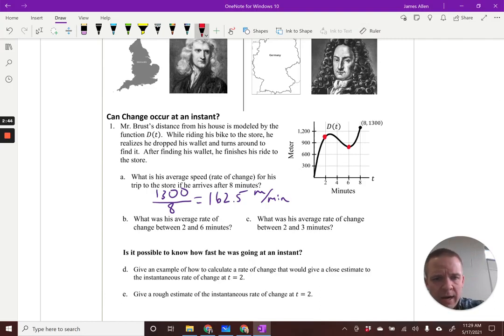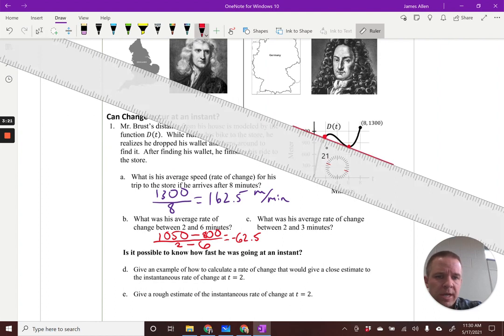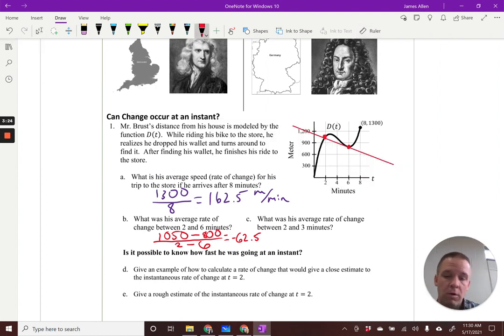So let's see here. Our rise, we're going from what appears to be about, maybe it's right about in the middle there, something like that. And then maybe that's about 2/3 of the way up, so that'd be about 800. All over, and then I'm going from 2 to 6. So this one, we get a negative 62.5. He is backtracking overall in this stretch. If we were to connect these two, we do see a negative slope for our line, right? Okay, cool.